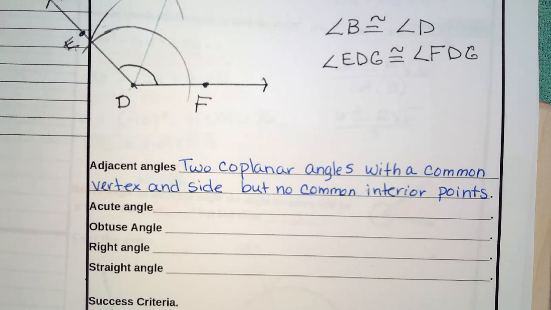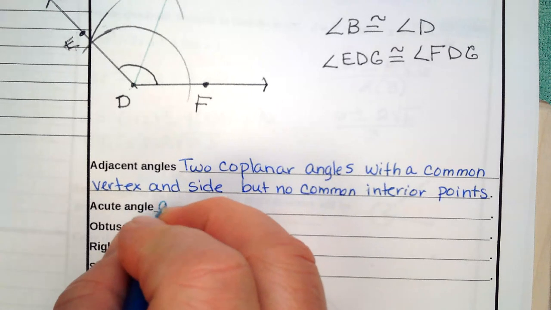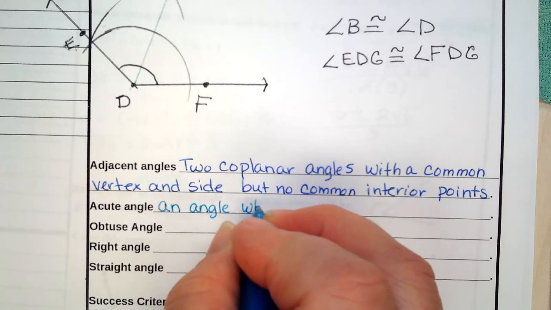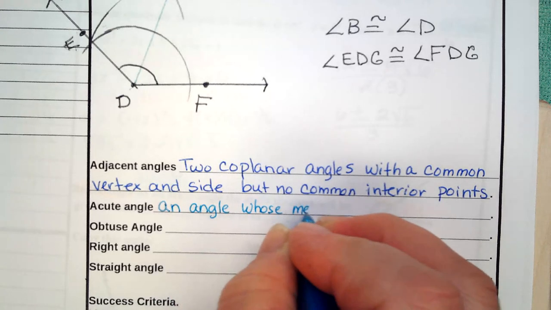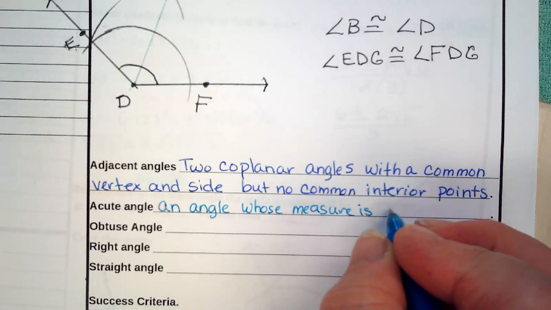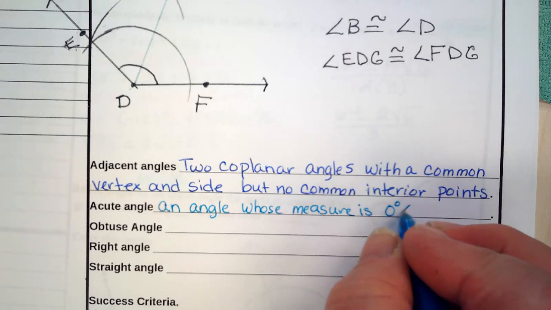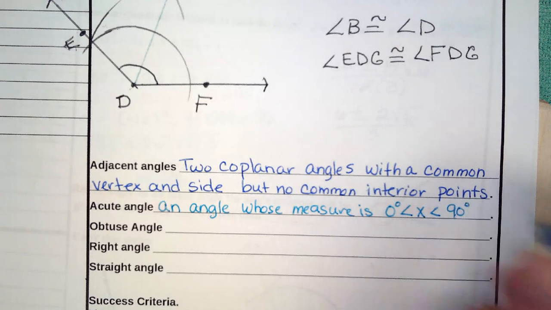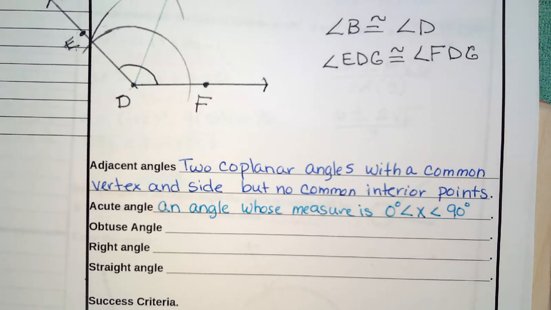Okay, now, most of you know what acute angles are because you've studied them in the past. What is an acute angle? An acute angle is an angle whose measure is, so, 0 degrees is less than the measure of your angle, which is less than 90 degrees. If you notice, it cannot be 0 degrees and it cannot be 90 degrees.